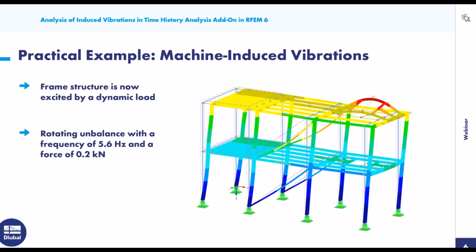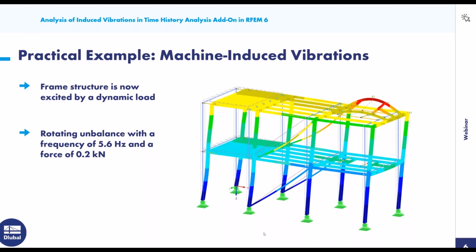This is our practical example. It's a machine-induced vibration. So just as an introduction, that's a normal steel frame structure with the concrete surfaces on this side. And we have, of course, a machine which induces a vibration on the structure with a rotating unbalance of 0.2 kilonewtons and a frequency of 5.6 hertz. And then we want to see what happens to the structure when we apply this load with the frequency on the structure.